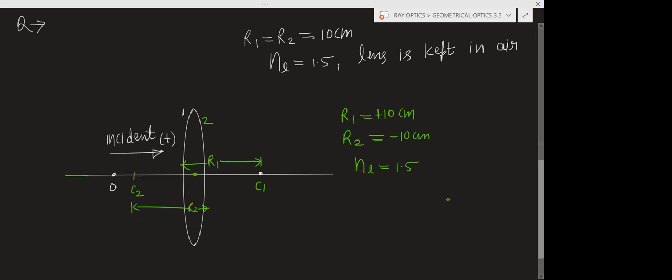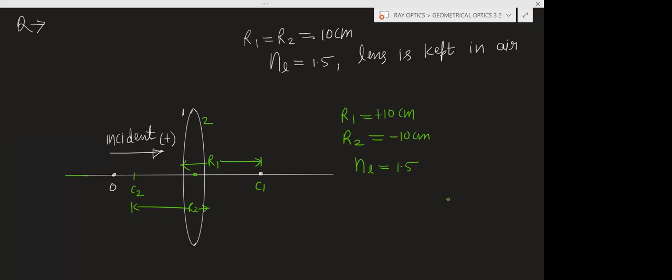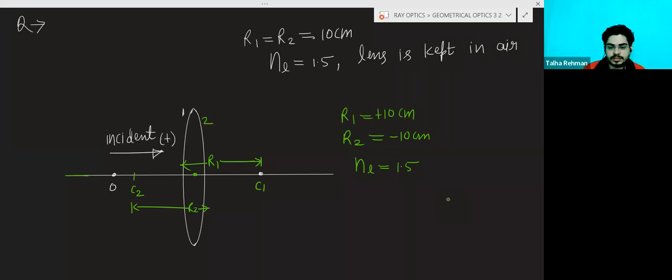1.33, right? No, of air. Yeah, that refractive index is 1.33, right? 1.33 is for water, yeah, that is for water, sorry.